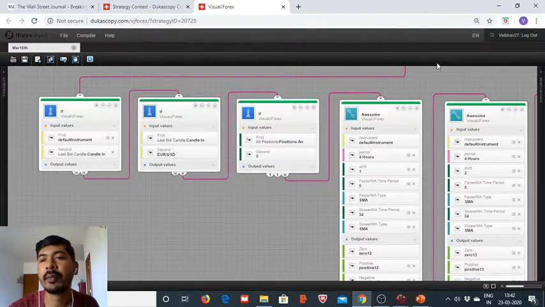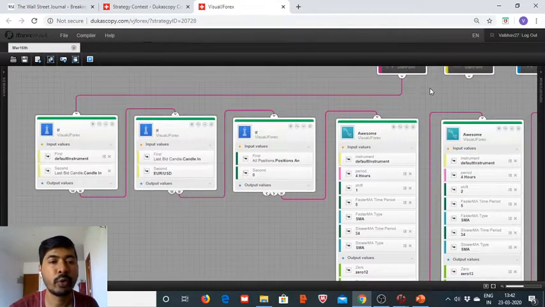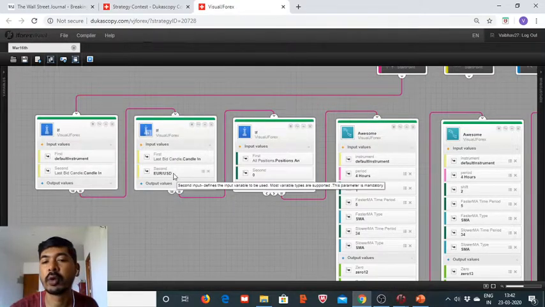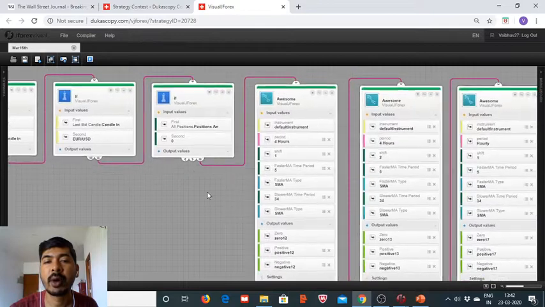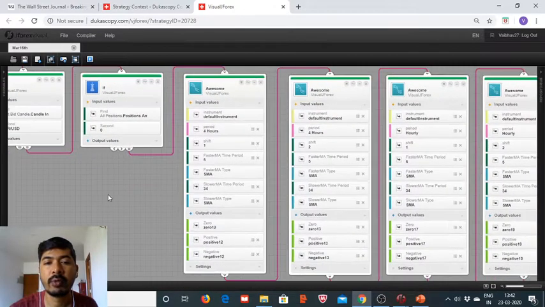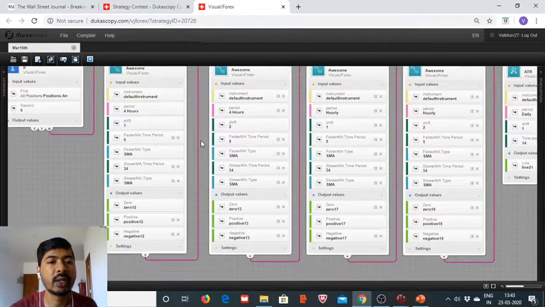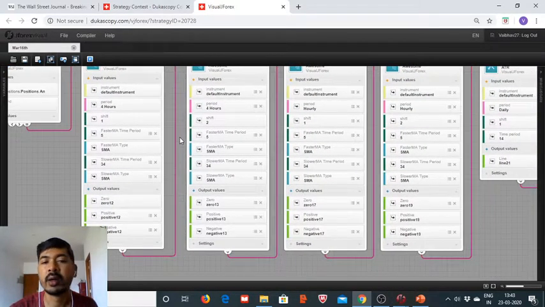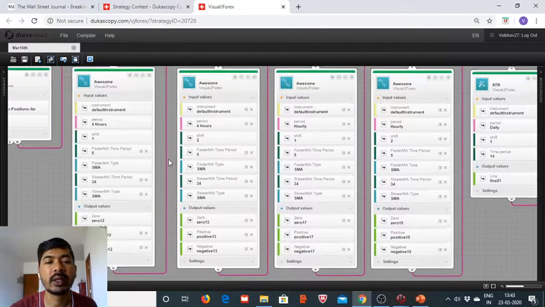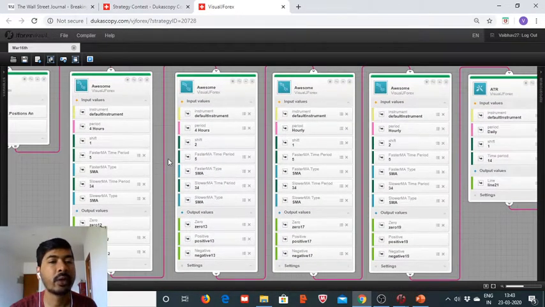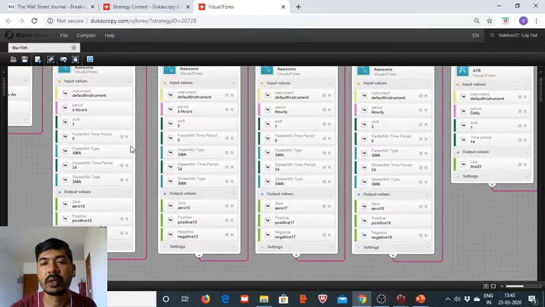This is the setup so far. Here we have done the standard instrument subscription for Euro USD. Then the position amount has been defined at 0. We have brought in the awesome oscillators for hourly block shift 1 and shift 2 to check whether the values are in the positive territory with rising tendency, or vice versa for the sell trade.